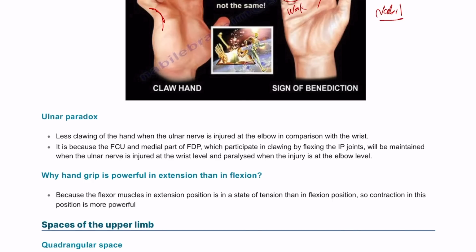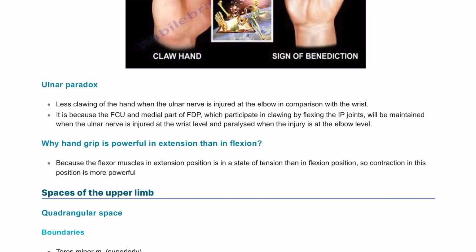Because when you have the injury at the wrist joint, the flexion of the metacarpophalangeal joint will be working through the flexor carpi ulnaris and flexor digitorum profundus as well. That's why it's called a paradox. You would expect if the injury is higher, the symptoms will be worse, but here, the higher the injury, the less the effect.